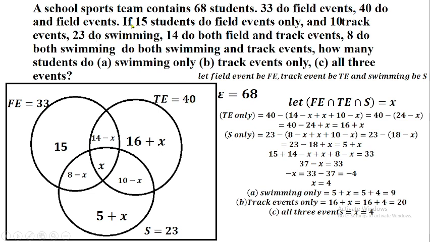Are we there? If 15 students do field event only, look at that word. You can see that they have included this word only. You already know that 33 do field event, but now they're saying that 15 students do field events only. Where would they be? They will be here. Don't forget that this place will represent field event only now. I hope you understand that now.